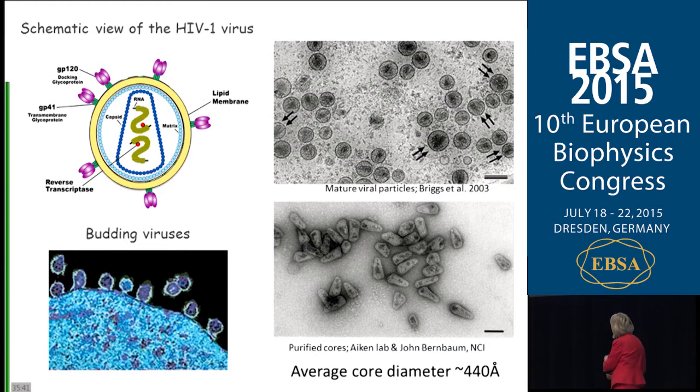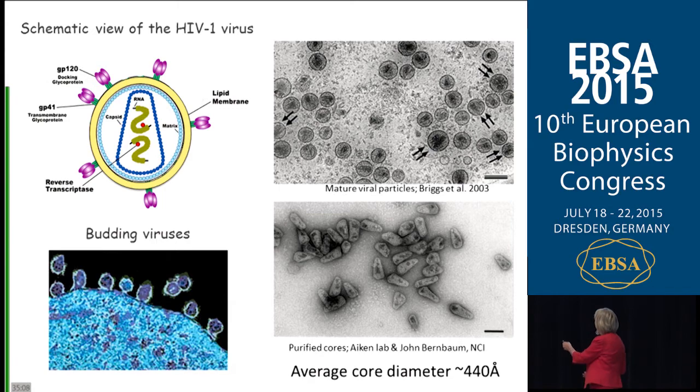And you can make those purified cores and look at them, and here again, it's probably a minority that has this beautiful conical shape. The rest looks all different. So it's a very pleomorphic arrangement, these capsid cores. The one measurement I want you to remember is that the average core diameter is roughly 44 nanometers, and that will come in handy later, so remember that number.